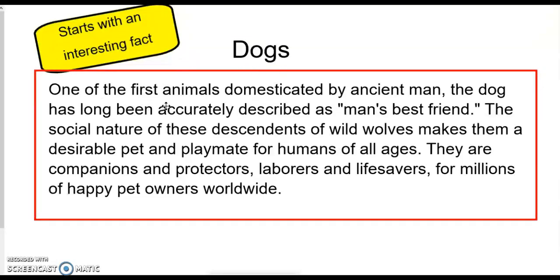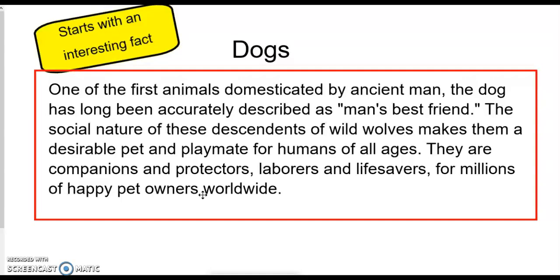Dogs. One of the first animals domesticated by ancient man, the dog has long been accurately described as man's best friend. The social nature of these descendants of wild wolves makes them a desirable pet and playmate for humans of all ages. They are companions and protectors, laborers and lifesavers for millions of happy pet owners worldwide.